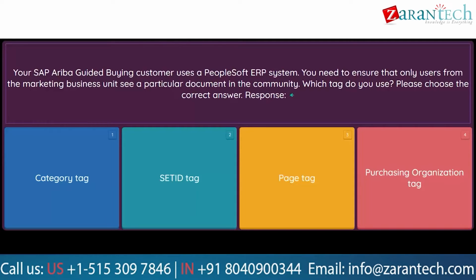Response: Option 1 Category Tag. Option 2 Set Tag. Option 3 Page Tag. Option 4 Purchasing Organization Tag.